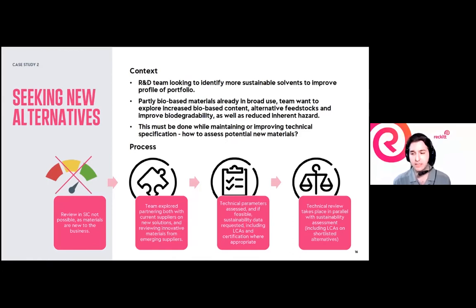Now, because we don't have this already in our systems, a review of our calculator was not possible because these materials are new. So the team then has had to explore partnerships with both our current suppliers and new ones, looking for innovative materials where available. But here then it is about the assessment of the technical parameters for feasibility. And here is where the data from suppliers is absolutely critical. So requesting data on life cycle assessments, certification where appropriate as well. And that technical review takes place in parallel with the sustainability review of all of that material.